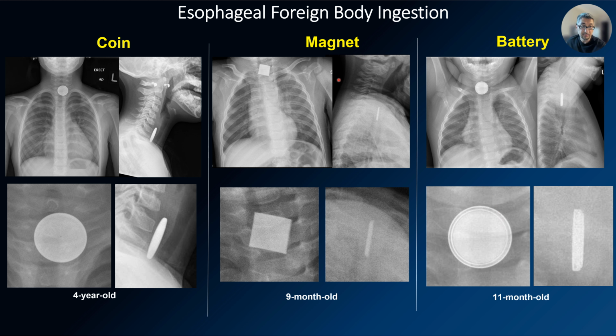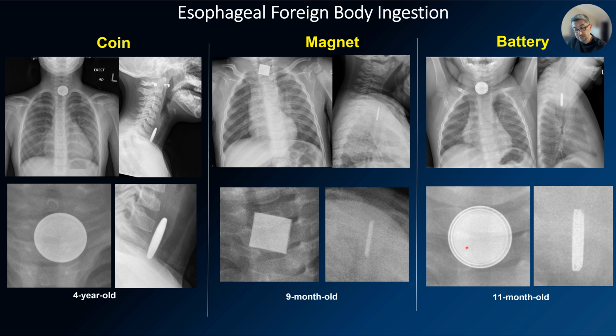And the appearance is typical. On the frontal projection, we see the coin en face, and on the lateral projection as a discoid shape posterior to the trachea. We should make sure that it's not in the trachea, it's not in the airway, and it's in the esophagus. And even if you don't have a lateral view, you can see that the size of the coin is larger than the trachea, so it cannot be within the trachea.